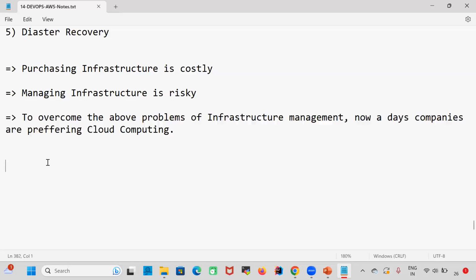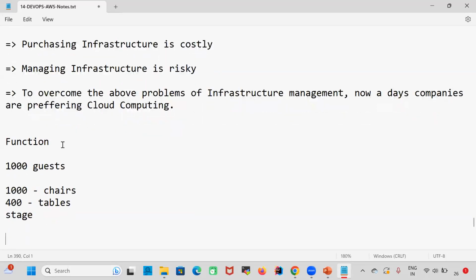As I am telling you, there is a function in our house. For the function, we are inviting 1,000 guests. 1,000 guests are coming for our function. So then we need 1,000 chairs, at least 500 or 400 tables are required. One stage is required to celebrate the function. The function is there for 1 day. For that function, you are inviting 1,000 guests to your house. To set up that function, 1,000 people are coming.